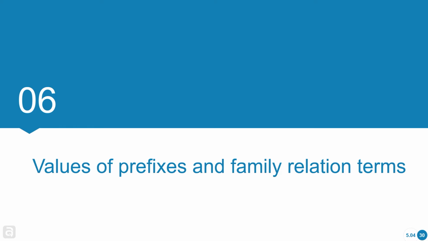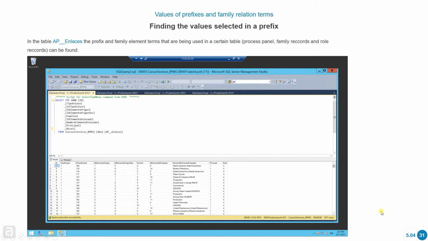Values of prefixes and family relation terms. When we enter the table enlaces, we're going to be able to find all the values of prefixes and family element terms. But of course, we want to be able to filter so we can find only the values, for example, of a certain prefix in relation to a certain process.